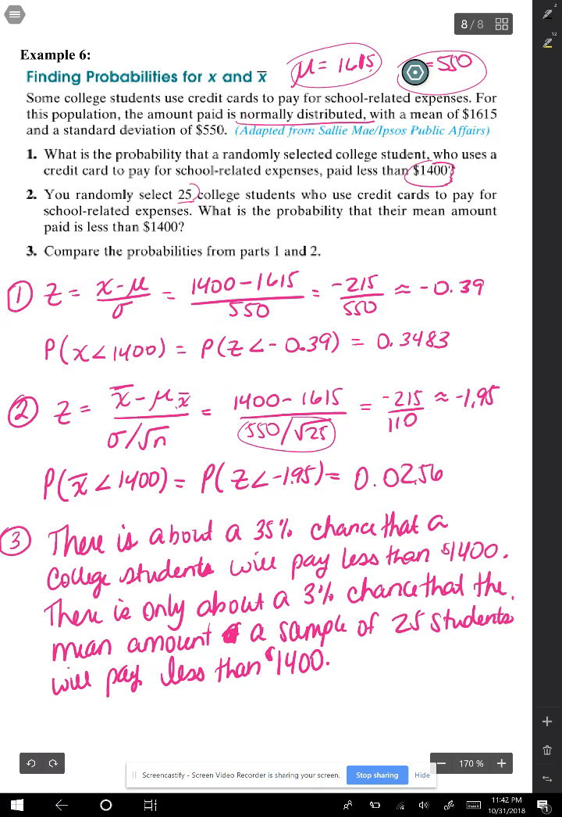So if you choose just one student at random, there's a 35% chance that that student's going to pay less than 1,400. But if you take a sample of 25 students, there's only about a 3% chance that the mean amount the sample spends will be less than 1,400. And then if you go back to early on, we talked about what's considered unusual, and we said anything below 5% would be considered unusual. So definitely part 2 would be considered unusual if they ask you that. So it would be unusual that those students would pay less than 1,400.